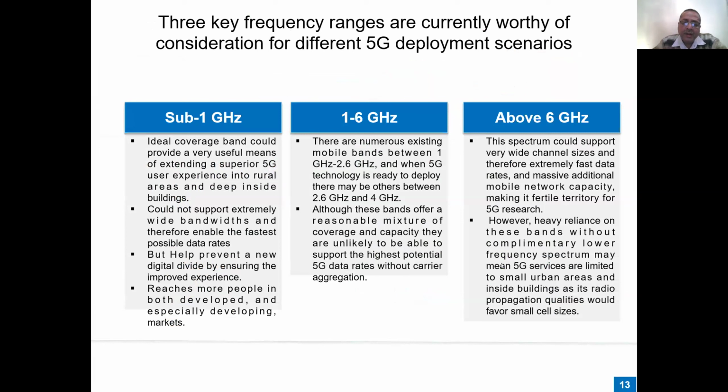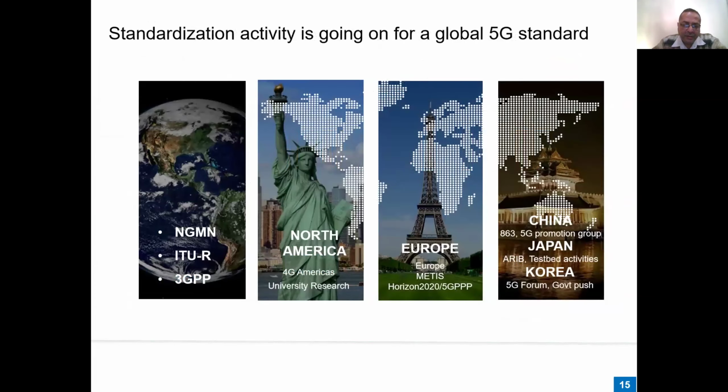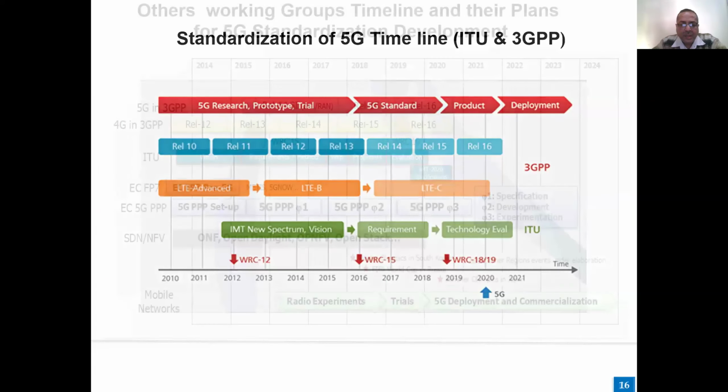Then regarding the frequency ranges used in 5G. 5G is used in three broad frequency ranges. Number one is called sub-1 gigahertz, which means less than 1 gigahertz, then 1 to 6 gigahertz, and next is above 6 gigahertz. So these are the frequency ranges that we are using in 5G.